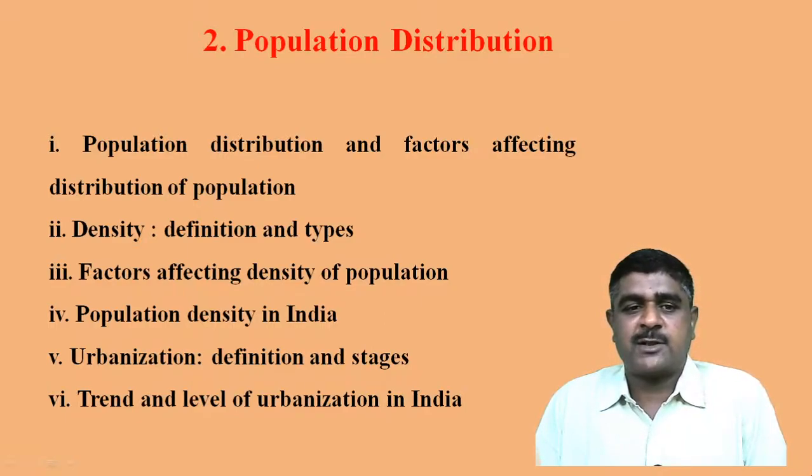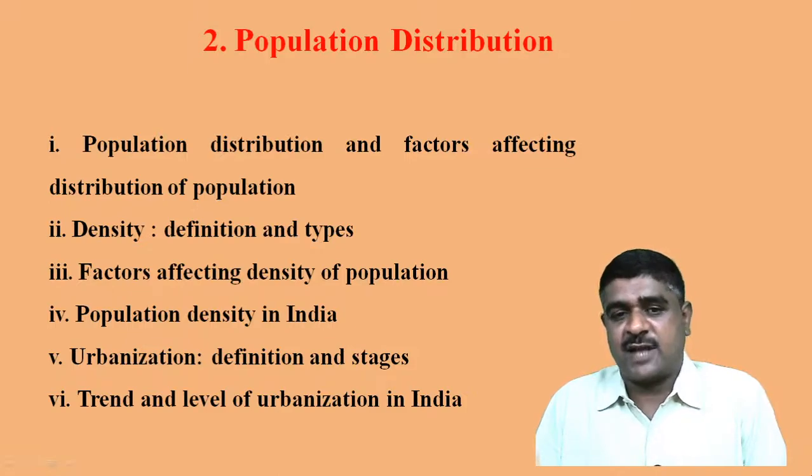Then the second subtopic, density, definition of density, types of density. What is meant by density? Density is the distribution of population per square kilometer. Density has different types of measurement. We will see the details of this measurement under the heading of the second topic, density and its types.